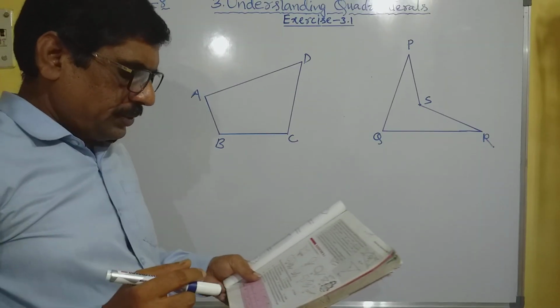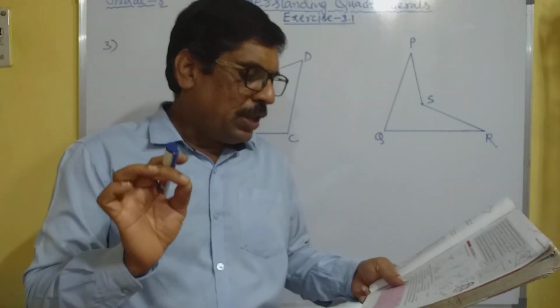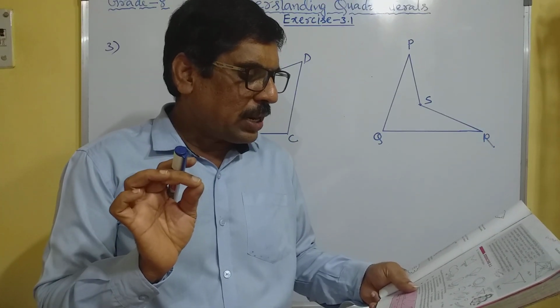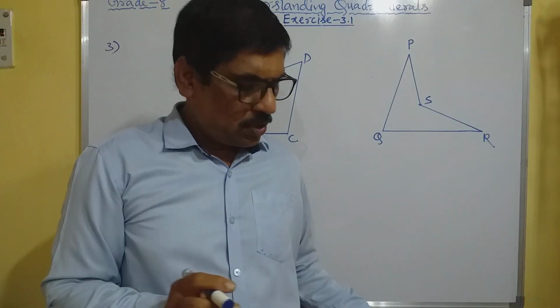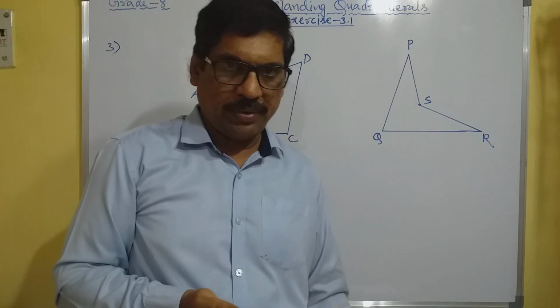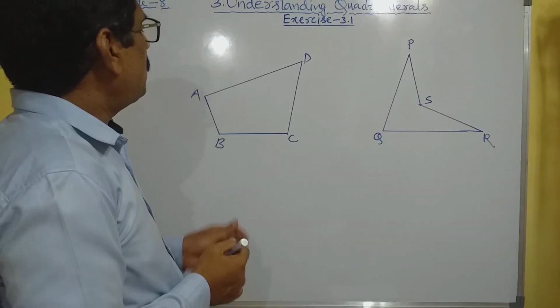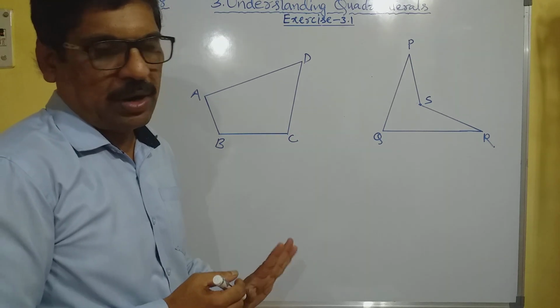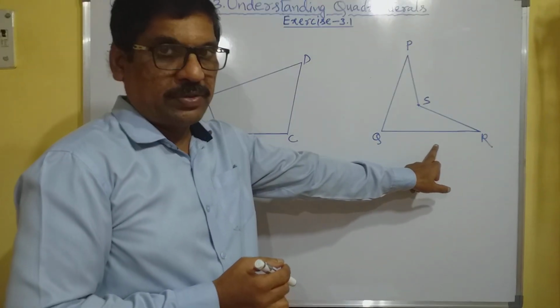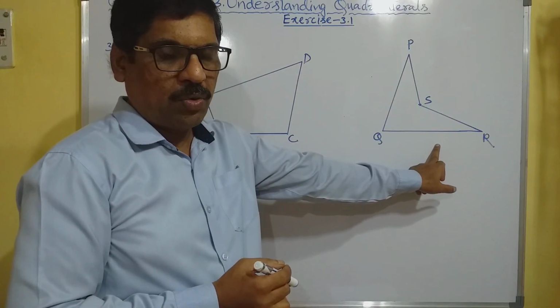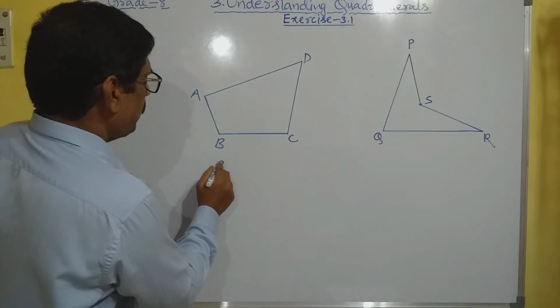And see, will this property hold if the quadrilateral is not convex? Not convex means obviously it is concave. Will the same property hold for this also? We have to check. This is not convex. This is a concave polygon, a concave quadrilateral. This is a convex quadrilateral.